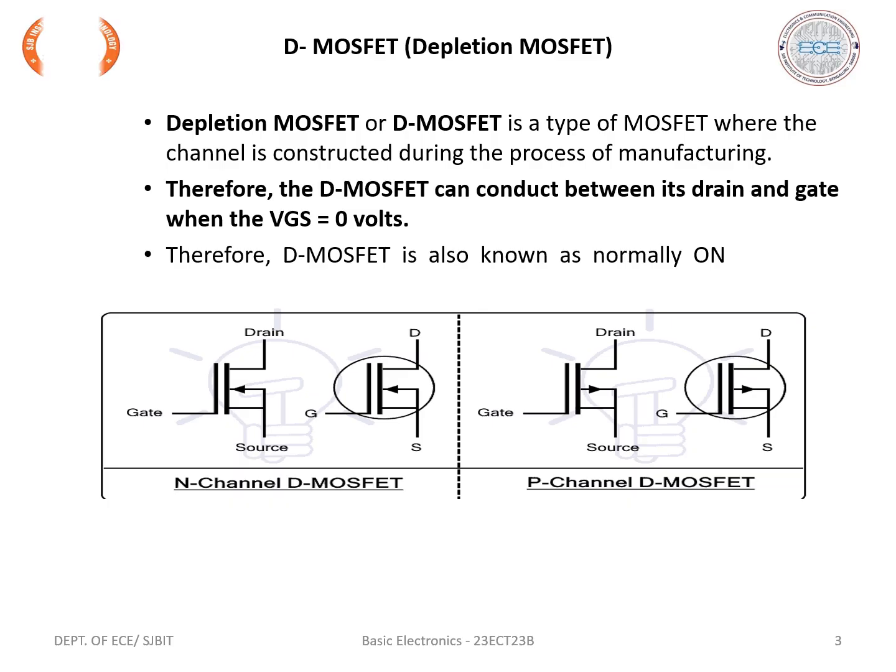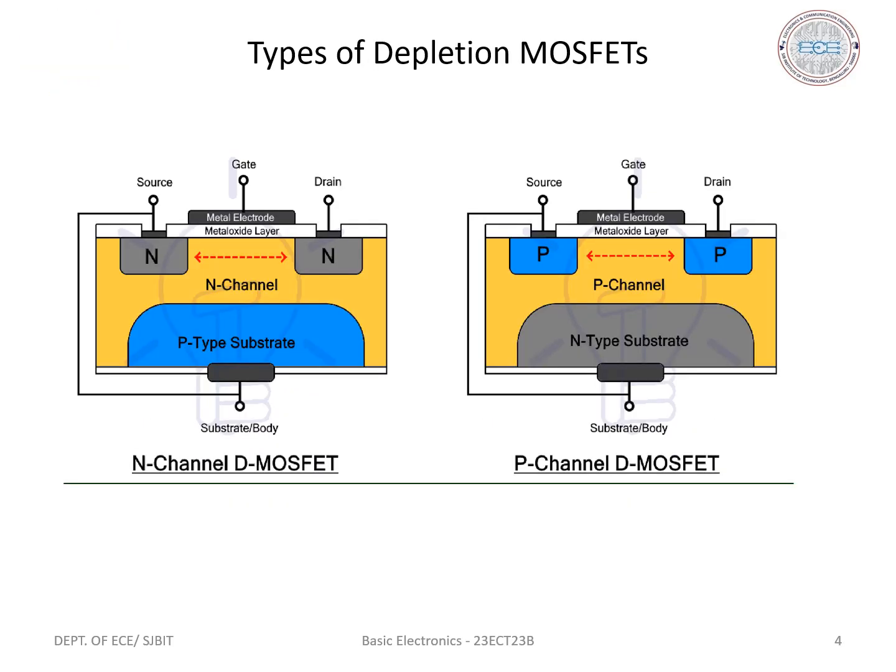Coming to the construction as well as the operation of the D MOSFET, here we have two types: the N channel D MOSFET and the P channel D MOSFET. Based on the type of channel we use, it is classified into N channel and P channel. The gate, source and drain terminals are connected to metallic contacts. The gate is isolated from the N channel by an oxide layer.